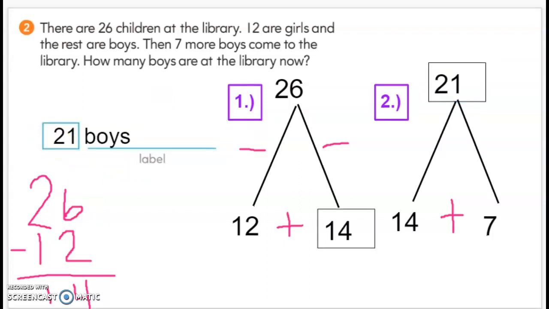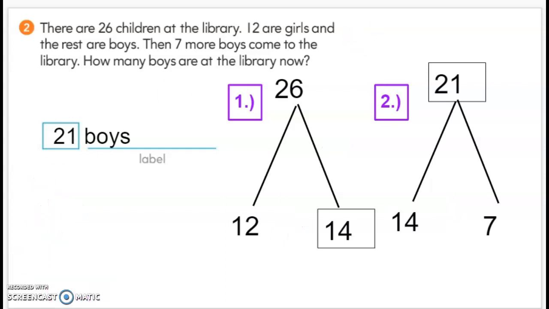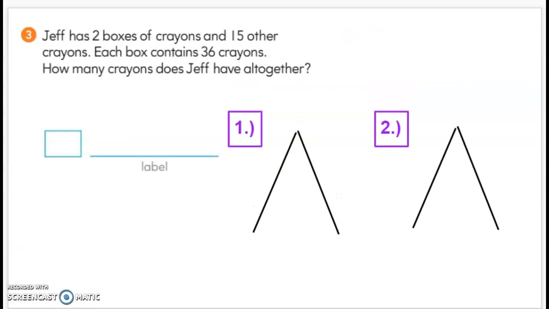Okay, make sure you have all of your work shown. We're going to do one more together, and then you're going to do the last 3 on your own. So let's look at the last one together here. Number 3 again, draw your math mountains, 2 of them, because we know it's a 2-step story problem. And I have my 1 with my square to show my first step, and my 2 with my square to show my second step.